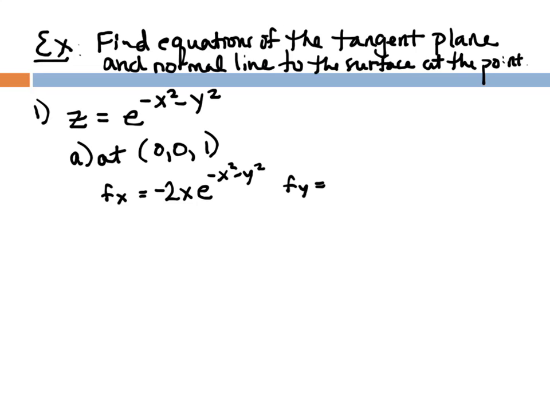And how about f sub y? Same thing, but it's negative 2y e to the negative x squared minus y squared.